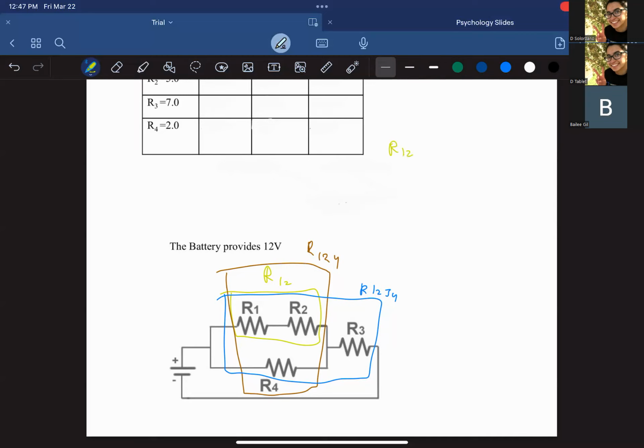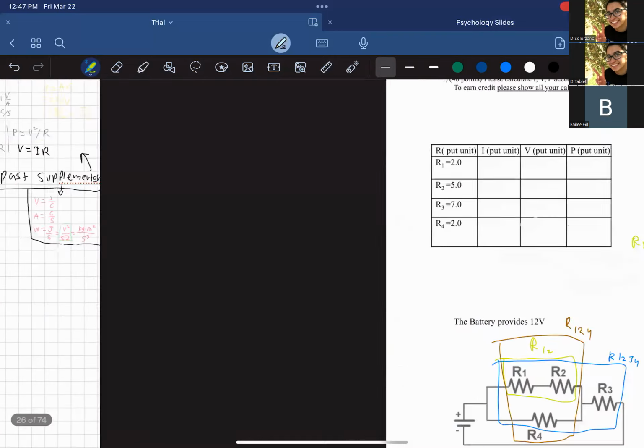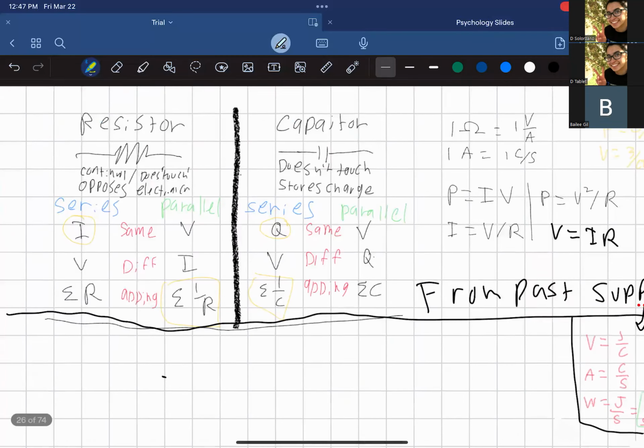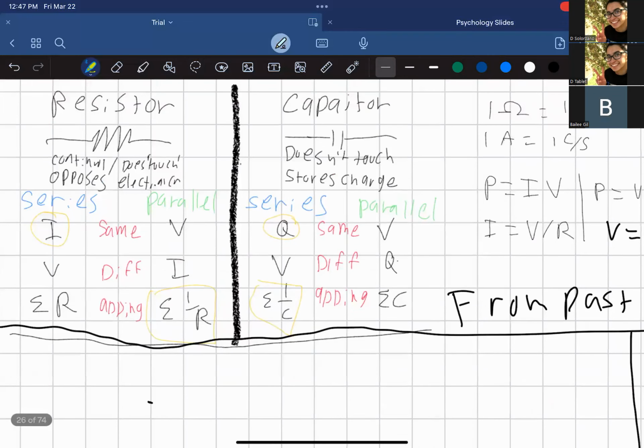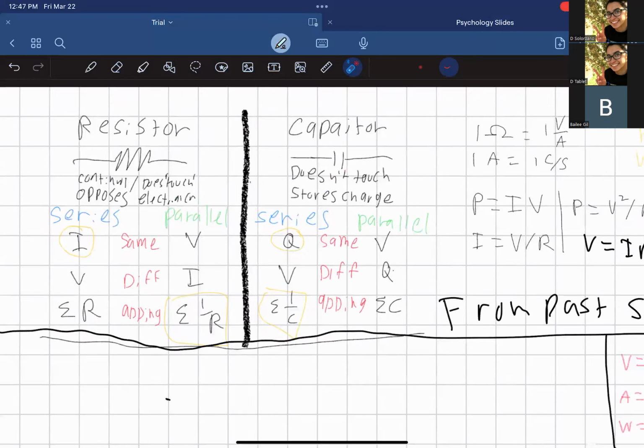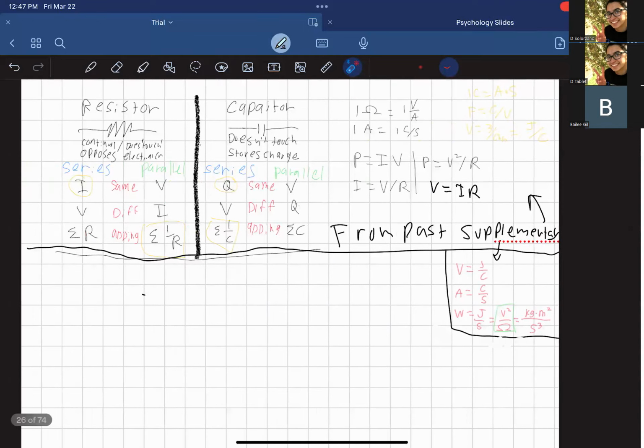We know that these are resistors. So resistors add up in series. Here, I have a table over here. This is from a past supplemental, but we made this table and we noted that resistors are the opposite of capacitors, because when you add up resistors in series, you add them up normally, versus when you add up capacitors in series, you add them up in their fraction version. So we're gonna go ahead and add those resistors just normally.